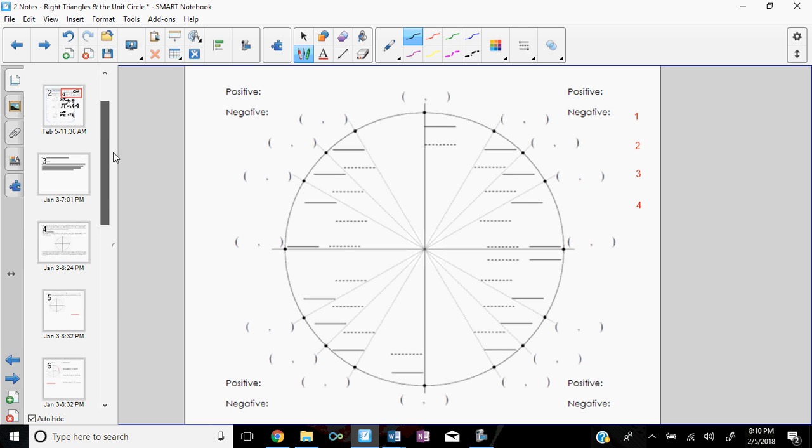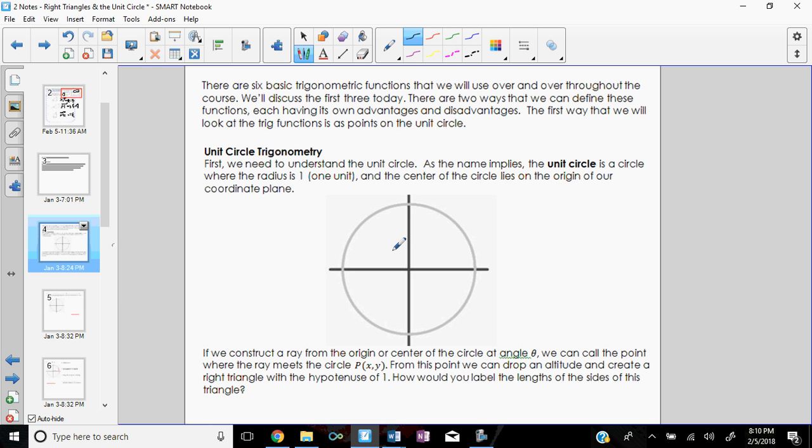So let's go ahead back to our beginning. Okay, so there are 6 basic trig functions that we're going to use over and over throughout the course. We're going to discuss the first 3 today. And there are 2 ways that we can define these functions, each having its own advantages and disadvantages. The first way that we will do, we will look at trig functions as points on the unit circle. So what is a unit circle? A unit circle is simply a circle that has a radius of 1. It is centered around the origin.